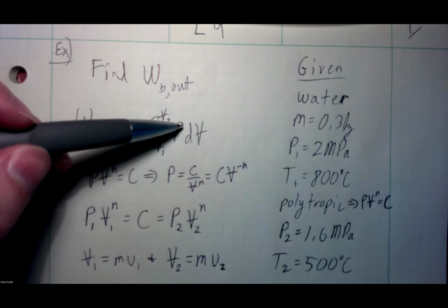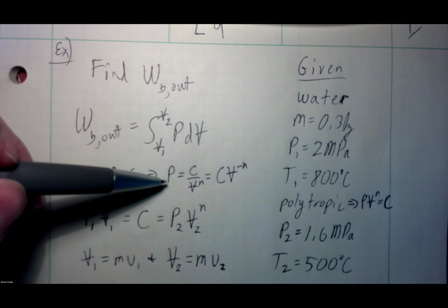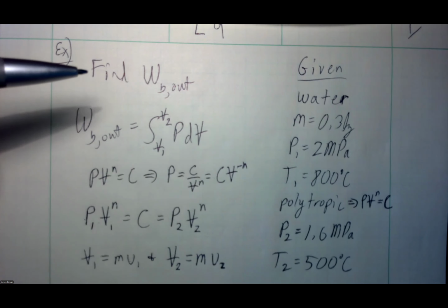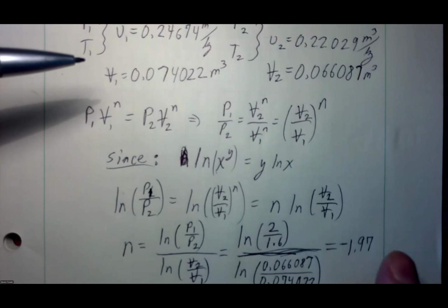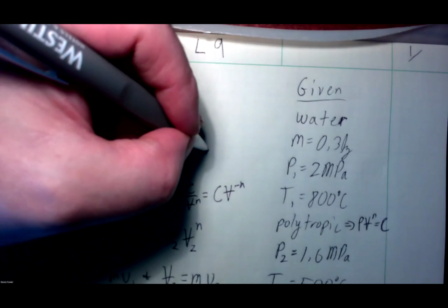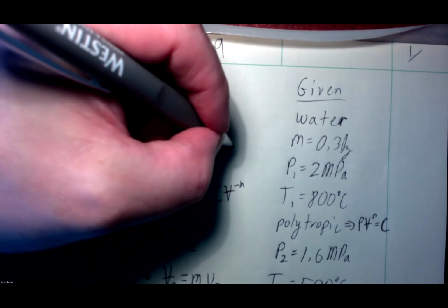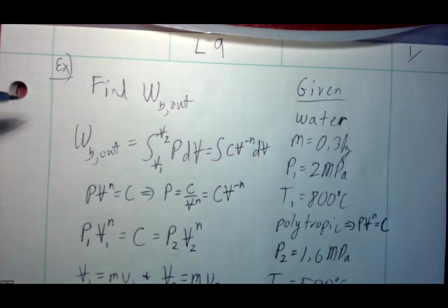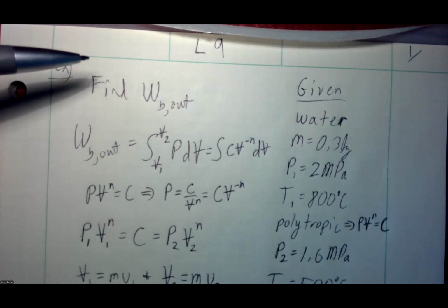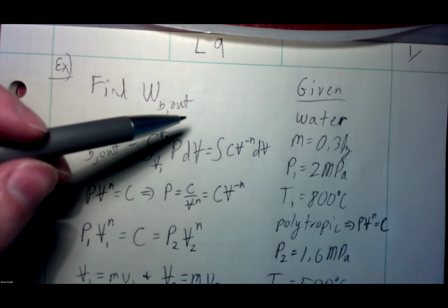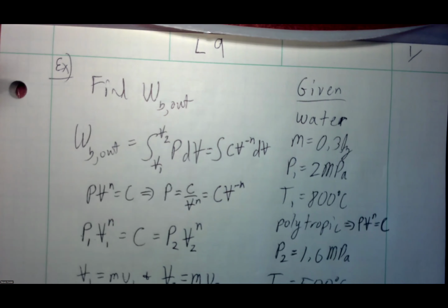Well, I need to know how pressure is a function of volume. To find pressure as a function of volume, I need to know C and n. I've just found n, minus 1.97. So I'm going to be integrating C V to the minus n with respect to V. Take this, plug this in there for P. Now, C is just going to be a constant. It's going to come out of the integral. Now I'm going to be integrating V to the minus n.